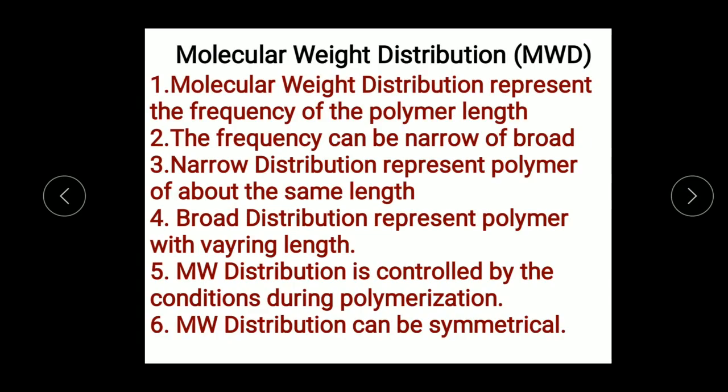Coming to the next concept, the molecular weight distribution of a polymer sample, which includes the following important points. The molecular weight distribution represents the frequency of the polymer length. The frequency can be narrow or broad. A narrow distribution represents polymers of about the same length. A broad distribution represents polymers with varying length. Molecular weight distribution is controlled by the conditions during polymerization. A molecular weight distribution can be symmetrical.